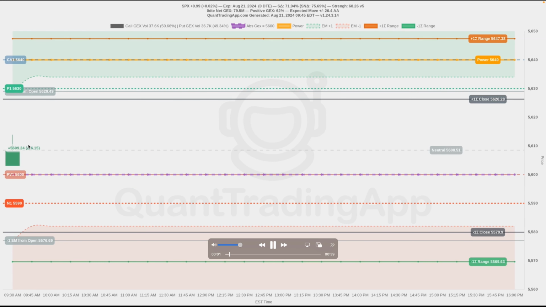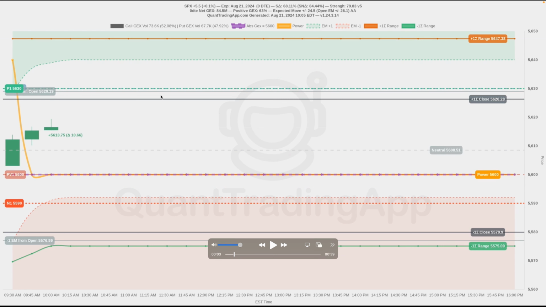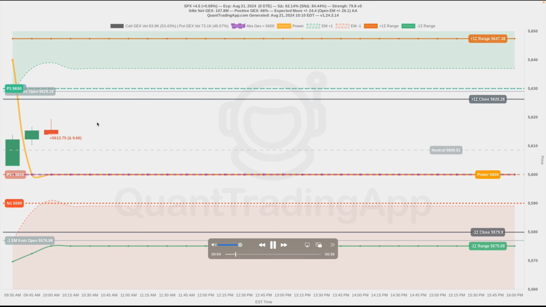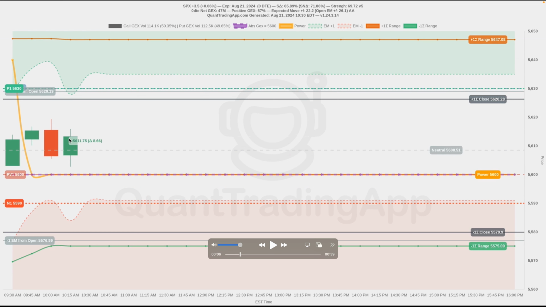We see at this point, it's still very early in the day. This is now 10:05 Eastern time. So 35 minutes after the market opens, the power strike has now dropped down to the absolute gamma strike. At this point, I still don't think there's really much of a clean trade, at least based on this graph here. We can see what happens.